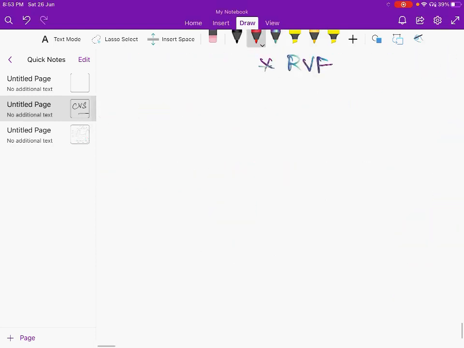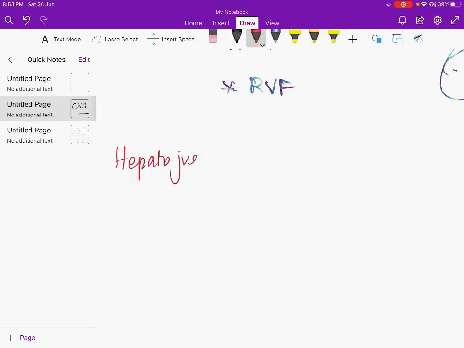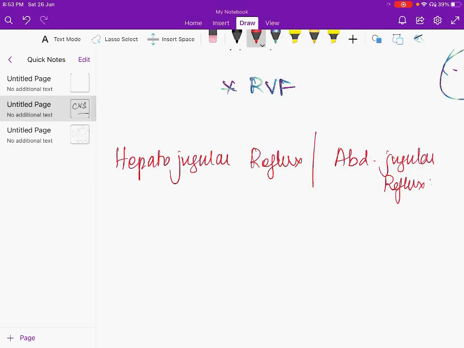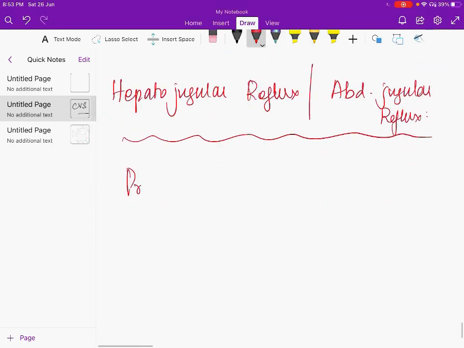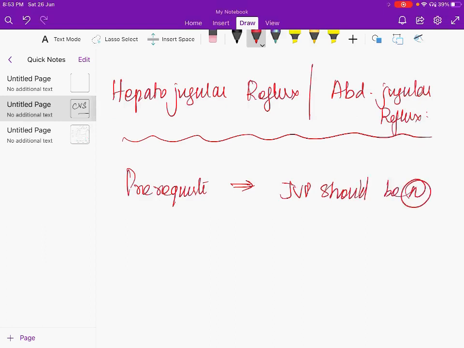Then one more point to complete JVP, the last point in JVP: the hepatojugular reflex, or abdominojugular reflex. So the first prerequisite for this is that your JVP should be normal.